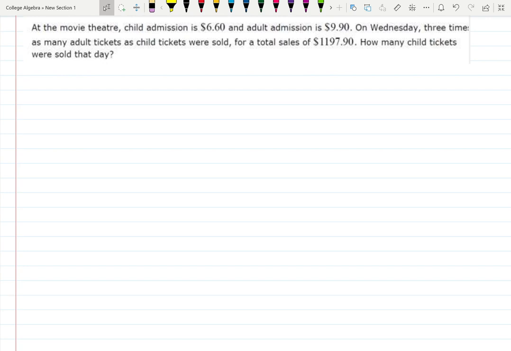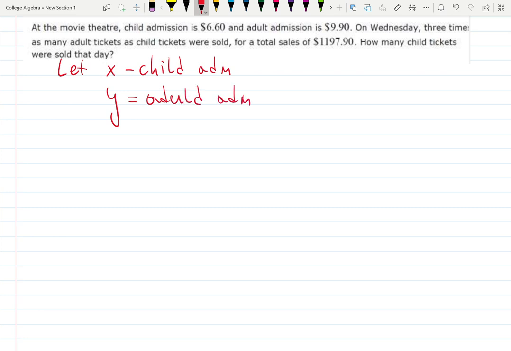In this problem, we have a movie theater, we have child admission tickets and adult admission tickets. So that's going to be my X and Y. Again, let X be blah, blah, blah. X will be the child admission. Y will be adult admission. Very nice. Then we have information, so we start collecting information. They say on Wednesdays 3 times as many adult tickets as child tickets were sold. So tickets, right? We have number of tickets.